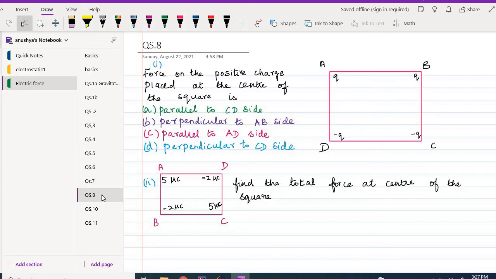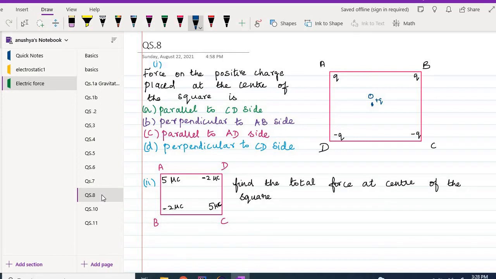Okay, next is the force on the positive charge placed at the center of the square. Let the center of the square be O, and a positive test charge plus Q is placed at the center. Now you have to find the resultant force experienced by this centrally placed charge plus Q. First we'll check with A.